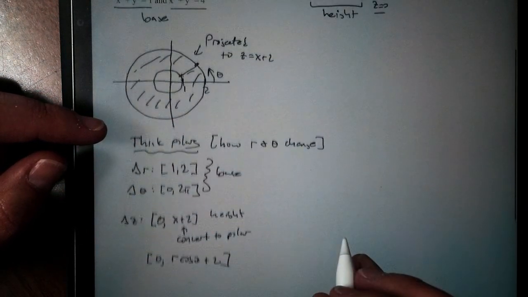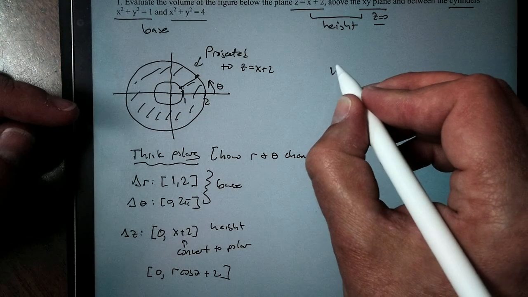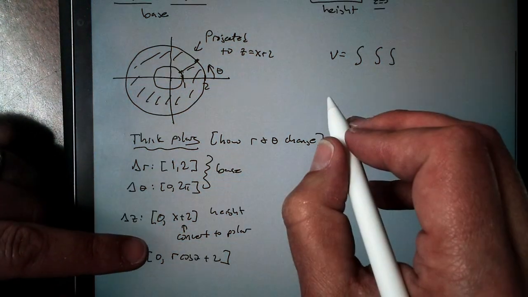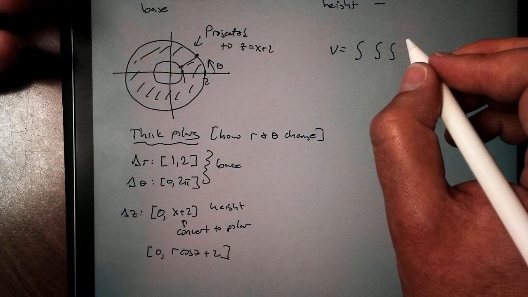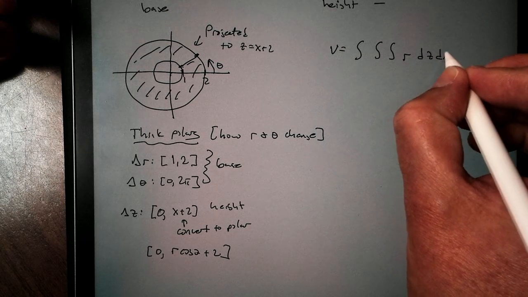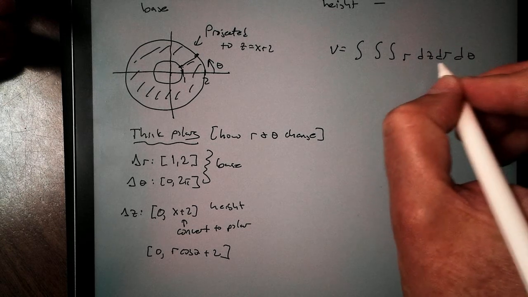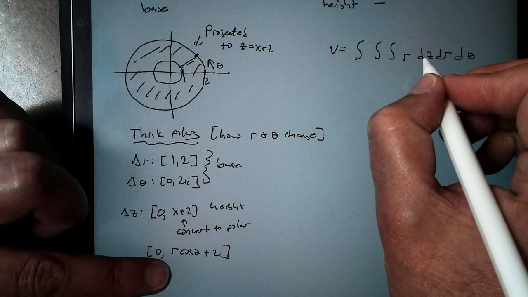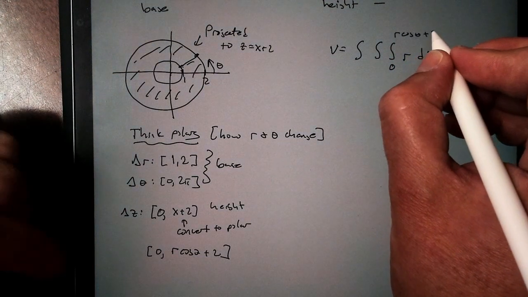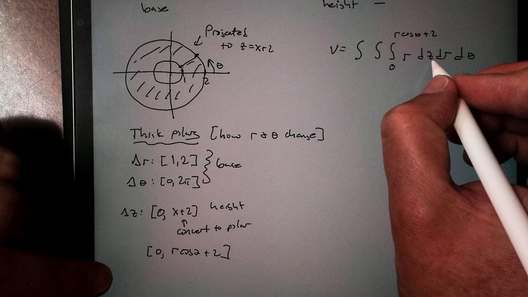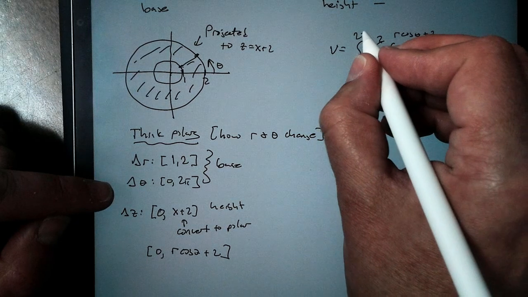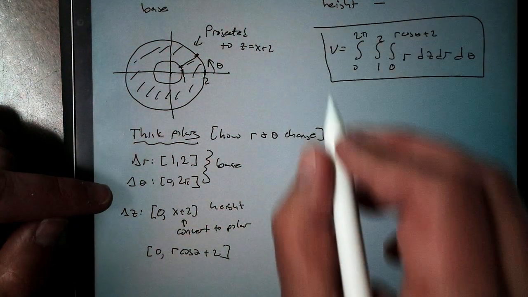So now I can go and write out my integral, my volume, and space it out. Remember, we're going to get a lot of writing here. On the inside, this is my volume, so it's going to be r dz dr d theta. That's the order I want to go. My change in z goes from 0 to r cosine theta plus 2. My change in r goes from 1 to 2, and my change in theta goes from 0 to 2 pi. And this will solve our integral.